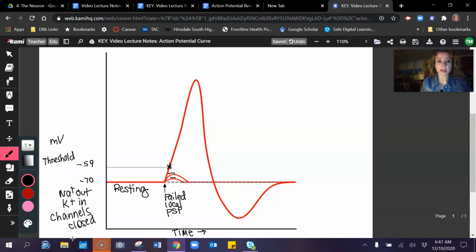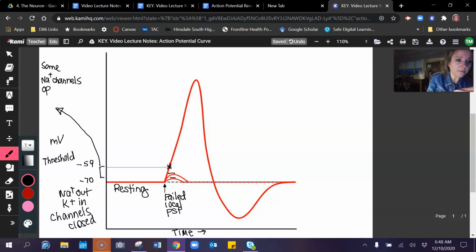So here's what's going on then. Between negative 70 and negative 59, I'll just draw an arrow up here along my millivolts. What's happening is that we have some sodium channels that are going to open, and sodium ions are going to start to trickle in.